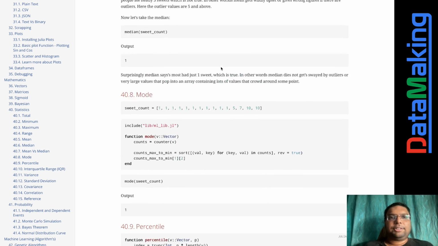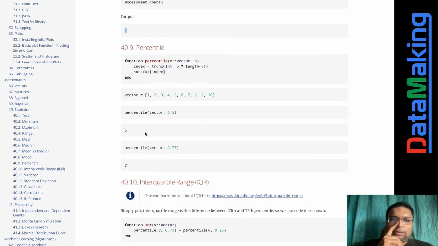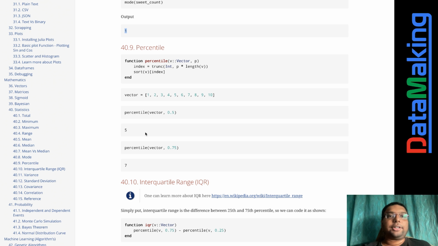In the last video we saw up to mode. Mode means whatever value occurs the maximum number of times in a vector will be returned as the mode. Here it is one, so it has been returned as one. There is another good measure in statistics, percentile. Let's say your earnings are 50,000 per month. To say that you are in the 99th percentile of earning in India is possibly true, because a lot of people get less than 50,000 per month.